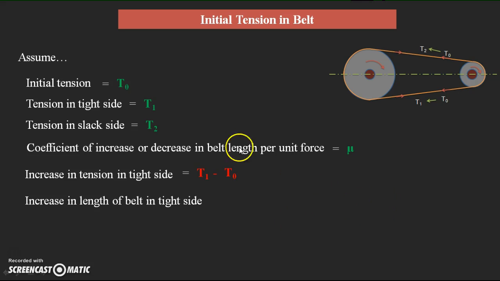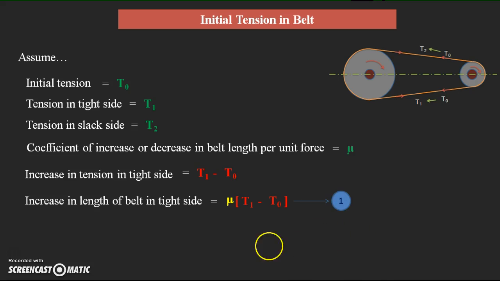Similarly, the increase in the length of the belt in the tight side. So what is the increase in the length? Already we know how much the force, that is tension, increased. T1 minus T0 gives us the increment. When you multiply the coefficient, which is a multiplication factor, the coefficient of increase or decrease in belt length per unit force, then it becomes the increase in length. So write mu into T1 minus T0, which gives the increase in the length of the belt in the tight side.